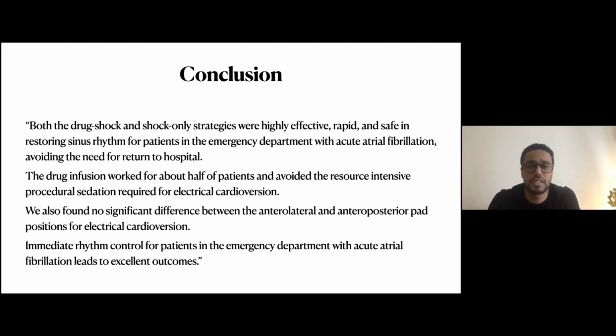The authors concluded at the end that both the electrical and the chemical strategy to cardiovert acute atrial fibrillation are highly effective and safe in the emergency department, and we should consider the drug infusion if we think those patients are at high risk with procedural sedation. And there was no significant difference between the anterolateral and the anterior-posterior approach in electrical cardioversion in acute atrial fibrillation.